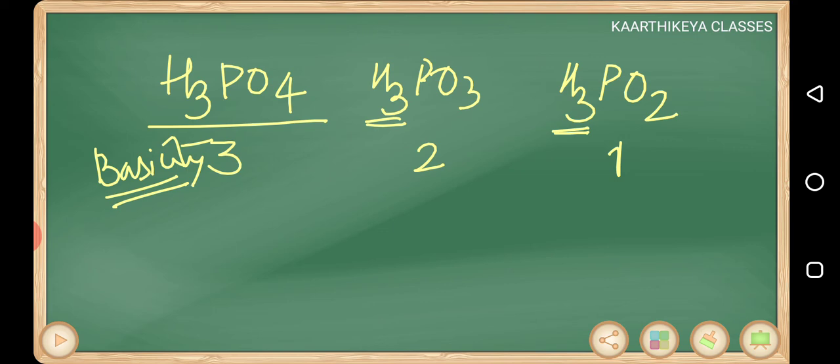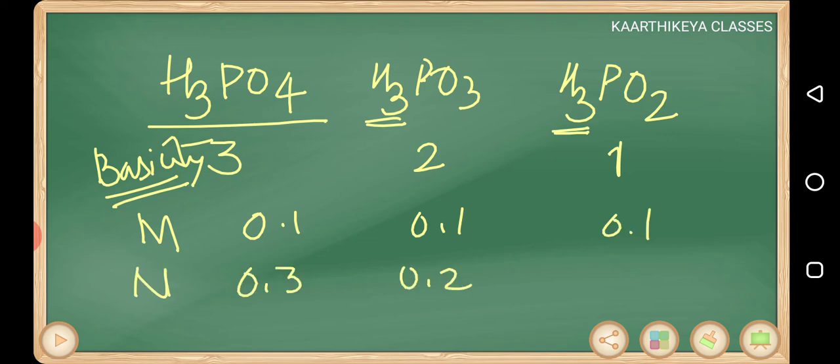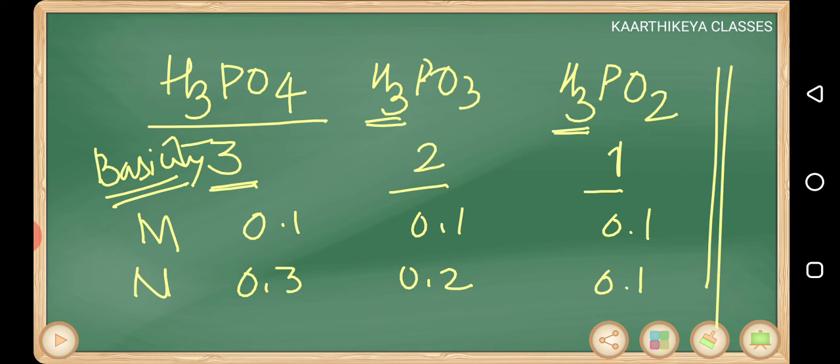Fine. Now here, if you want to calculate the normality, for example, let us say the molarity is 0.1 in each case. Then the normality will be 0.3 here, 0.2 here and 0.1 here, because we are multiplying by 3, by 2 and by 1. We will discuss one particular session for calculation of normality. I will be updating that very soon: basic numericals of normality to advanced ones. But here you remember this one, this is important: normality for H3PO4, H3PO3 and H3PO2.